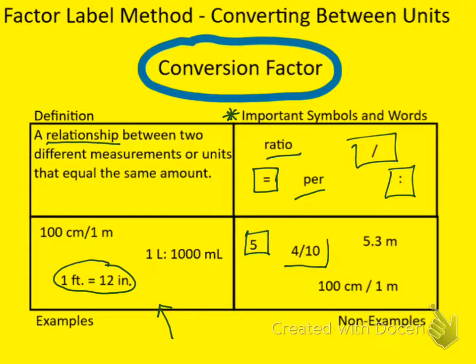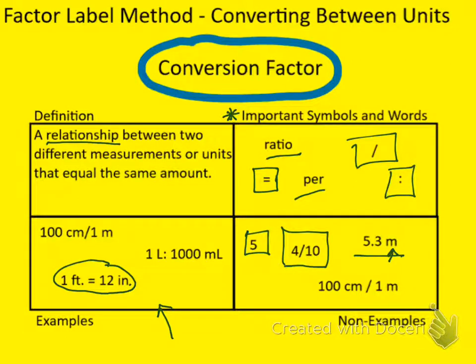4 to 10 is a ratio, but because there's no units involved, there's no way for us to recognize what units I can convert between. What are those ratios between? 5.3 does have a unit, but it's not equal to anything. It's just a measurement or a value. That might be something we start with that we want to convert, but it is not a conversion factor.